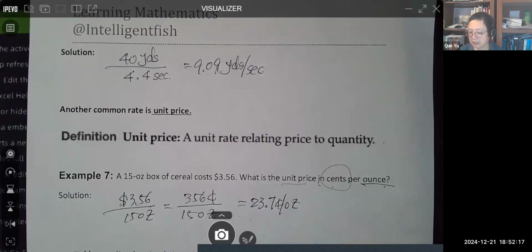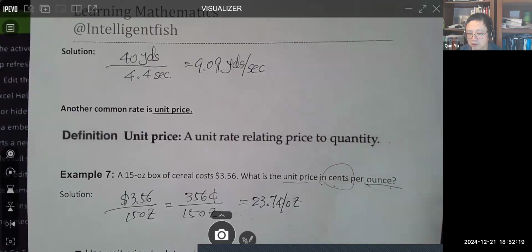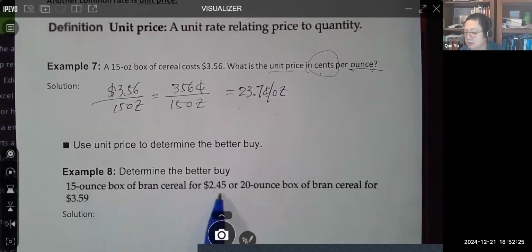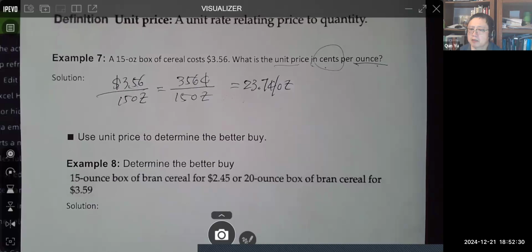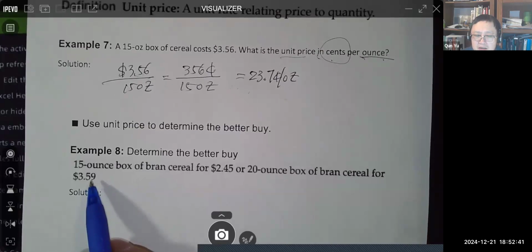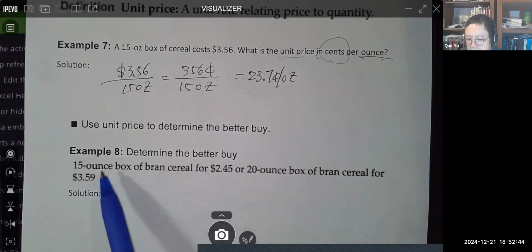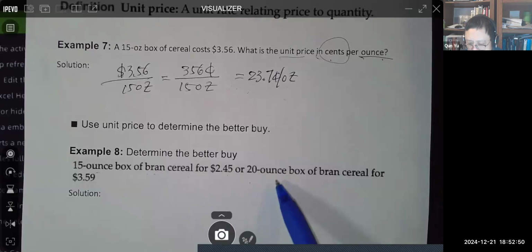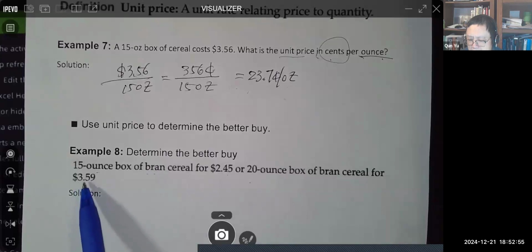This is how you compare, because from the next example, you're going to see usually the prices come in different weights and different dollar amounts. It's very hard for a regular shopper to compare which one is a better deal. Instead, if you convert both into unit price, everybody can see which one is the better deal. So let's work this out. First, you have 2 different choices here. One is a 15-ounce box of brand cereal for this amount. The other one is 20 ounces, a little bit bigger box of the same thing for a little bit higher price, $3.59.